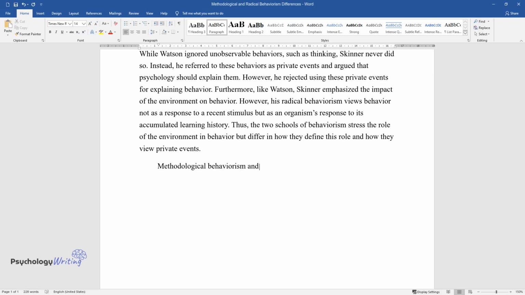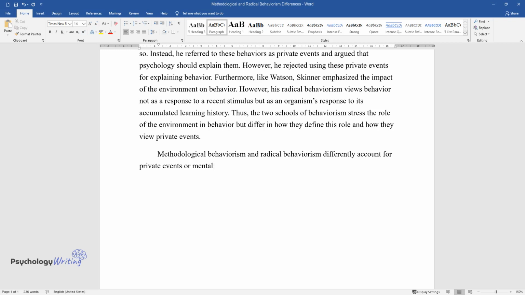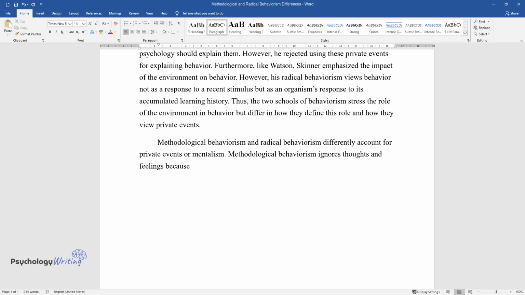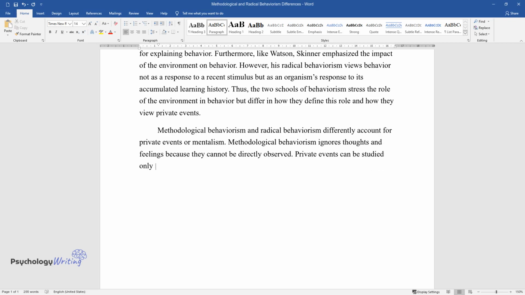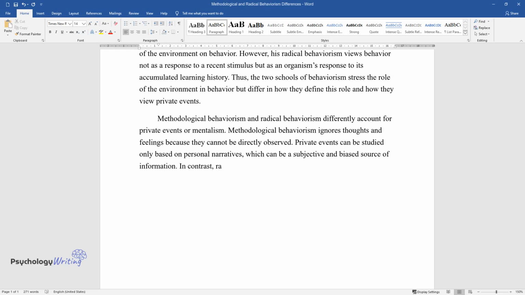Methodological behaviorism and radical behaviorism differently account for private events or mentalism. Methodological behaviorism ignores thoughts and feelings because they cannot be directly observed. Private events can be studied only based on personal narratives, which can be a subjective and biased source of information. In contrast, radical behaviorism does not ignore private events.